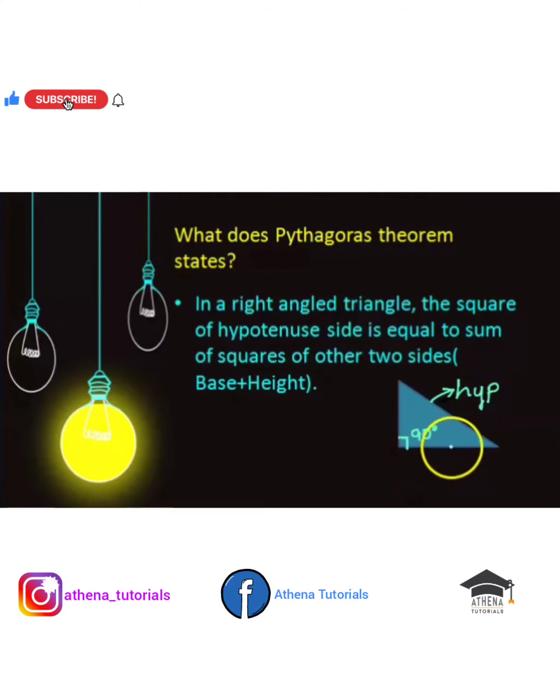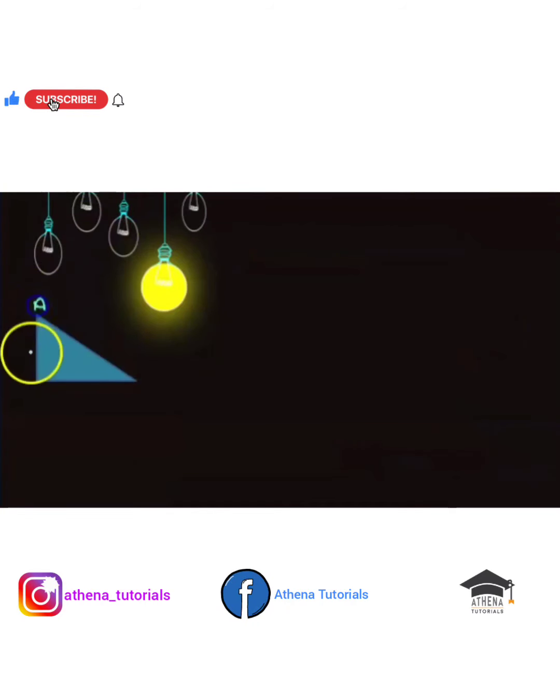And this is base and this is height. Let's mark the edges as A, B and C. I'll continue in the next slide. See, this is A, B and C. This is hypotenuse, and this is base and this is height.